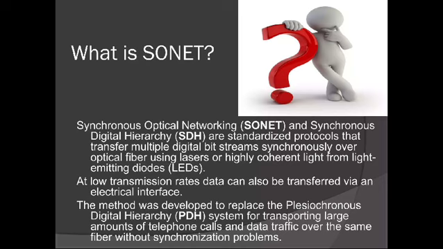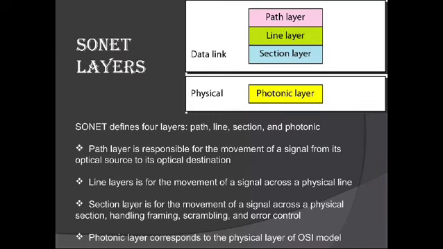SONET commonly transmits the data at speeds between 155 megabits per second and 2.5 gigabits per second. And the most interesting characteristic of SONET is that it supports a ring topology. That is the most important characteristic of SONET. Next we will go for SONET layers.